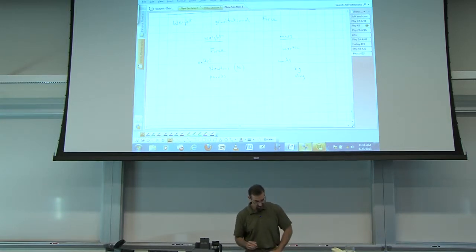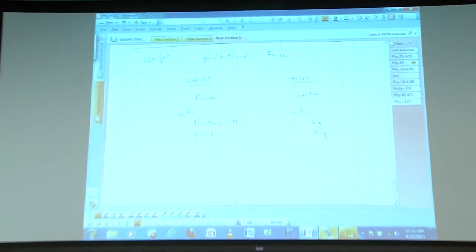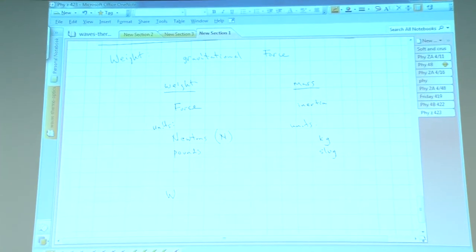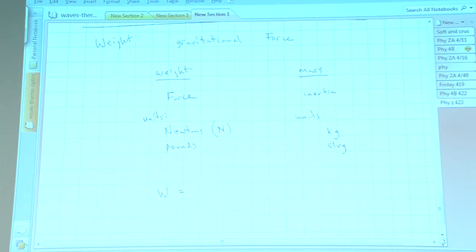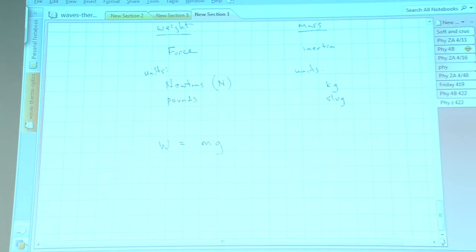And on the surface of the Earth, how do we calculate it? We say the weight is equal to mg. The mass times the gravitational acceleration, the acceleration of gravity. And another way to think of where does this come from, it comes from F equals ma, right? What is F? The net force equals mass times acceleration.